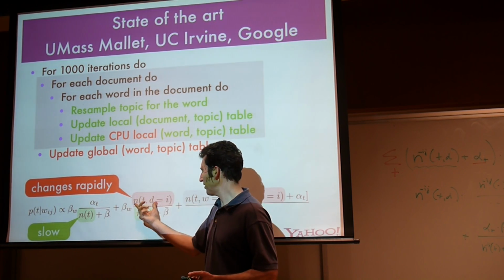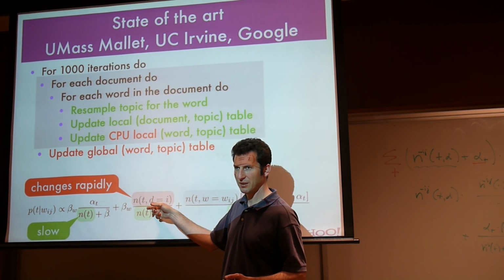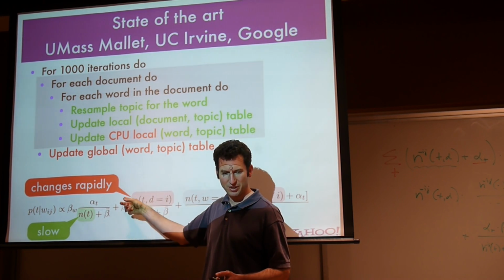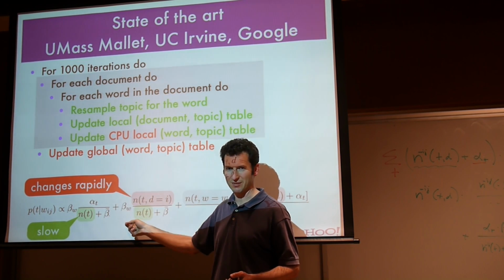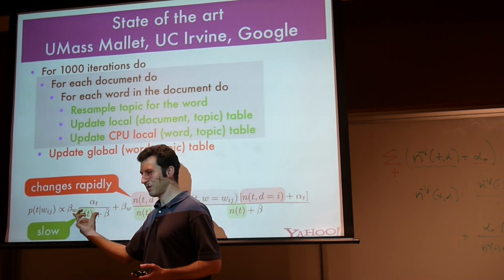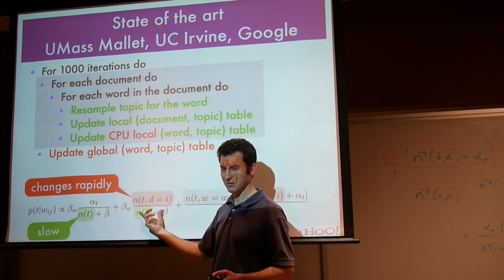Now this is rapidly changing. That's the number of times a particular topic occurs in a particular document. But that sits within a single machine anyway. So that's good, so we don't have to worry about that either. So this is good because it's so slow. This is good because it's machine local.